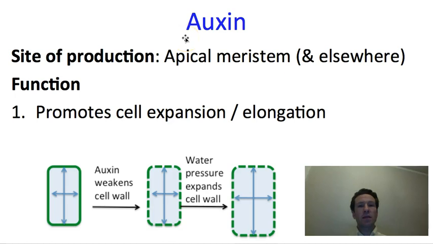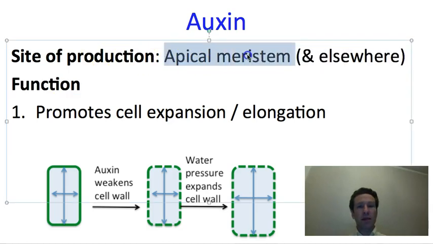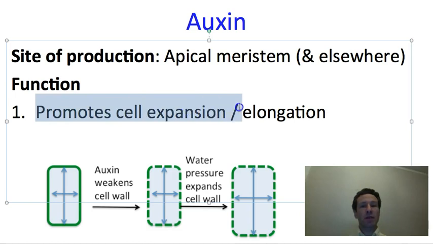So auxin is probably the most important plant hormone. It's produced in many places in the plant, but the place in the plant we will focus on is the apical meristem. Remember, that means the very tips of each shoot. And auxin has multiple roles, but what we'll focus on here is that it promotes cell expansion and cell elongation. It does this by loosening the cell wall. Remember that cell walls are rigid. They're made of cellulose and other materials that link together.